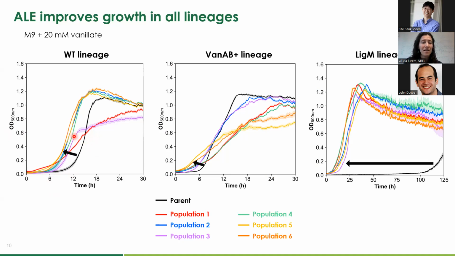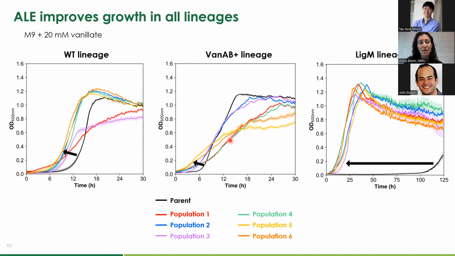So you can see that in a lot of cases, we got really big improvements in the lag time for the strains. So essentially no lag in some of these. They just start growing right away in vanillate. And in some, we also saw improvements in the growth rate. For the Lig-M strain, this was really, really drastic.